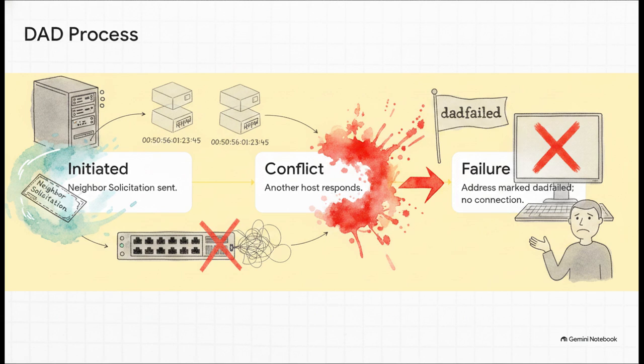The interface immediately slaps a DAD failed status on that address, which means zero global connectivity. You'll see this a lot with identical MAC addresses from cloned VMs, or if your switches have misconfigured port security blocking DAD packets. So if a user has no connection, always check their interface for that DAD failed flag.